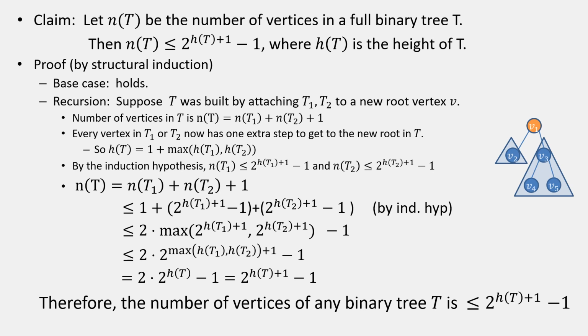So we have just shown that the number of vertices in a full binary tree is bounded by 2 to the height of the tree plus 1 minus 1, which will come really handy when you start talking about efficient ways of solving various problems, of sorting, of making priority queues, and so on and so forth.